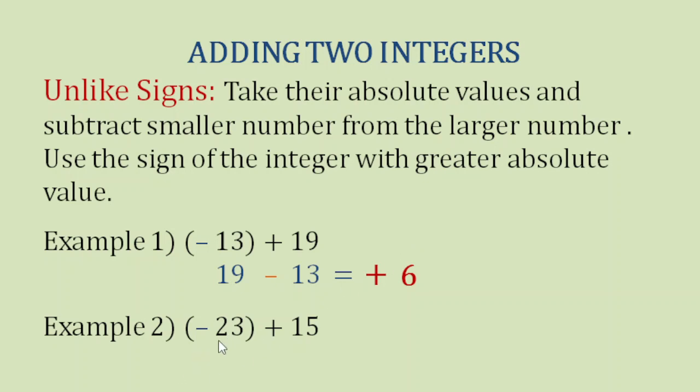Example number 2. So unlike signs again, because the first one is negative, the second one is positive, so meaning to say we are going to subtract, treating the two integers as positive. So 23 minus 15, that's obviously 8. And now, how about the sign? Okay, use the sign of the integer with greater absolute value. So this negative 23 has the greater absolute value and the sign is negative. So the answer is negative 8.